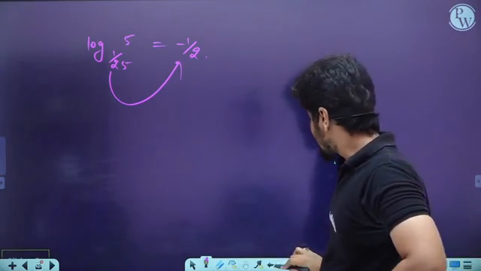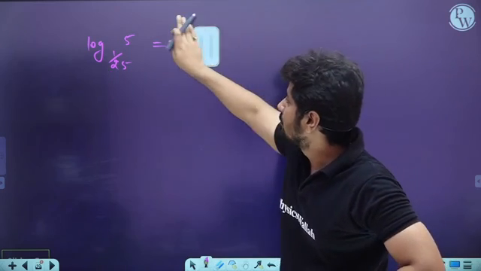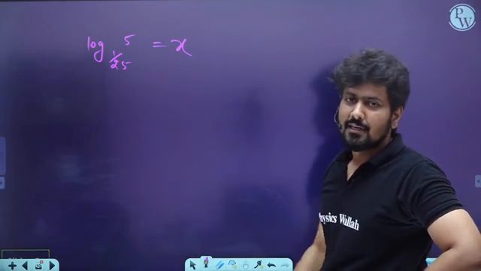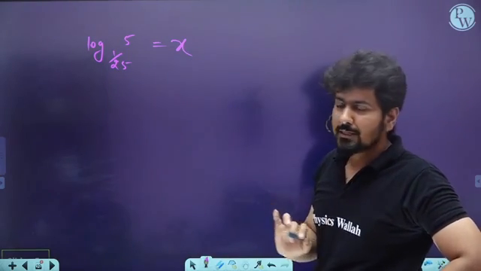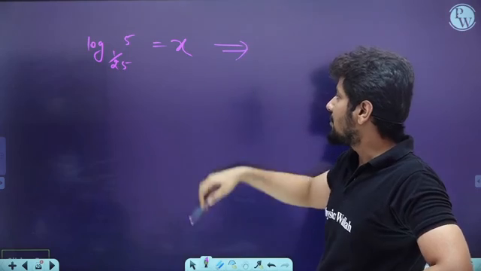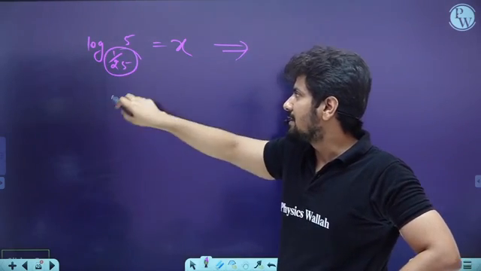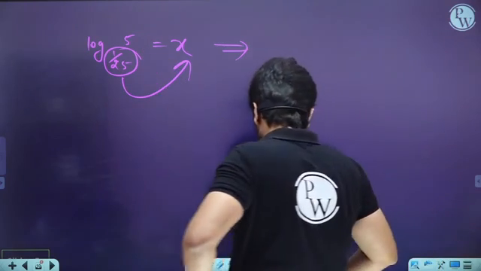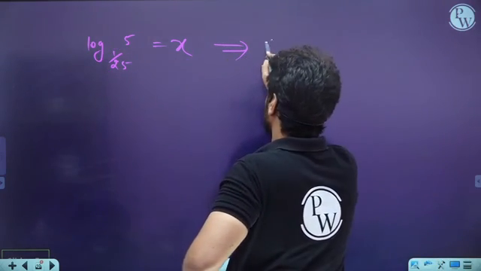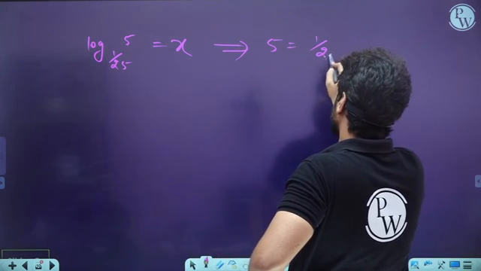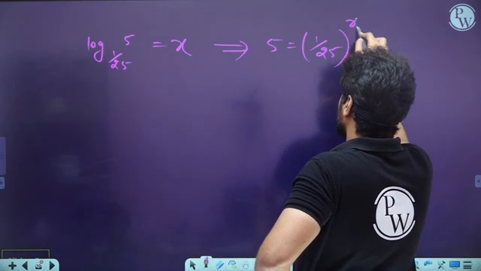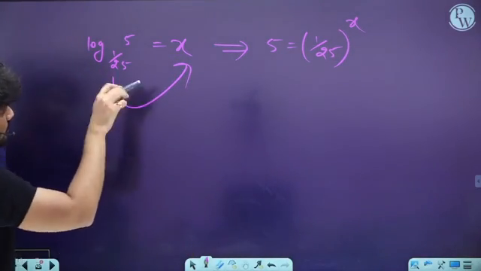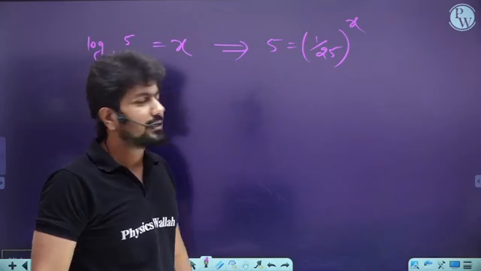If you are not able to directly find its value, not a problem at all. Just simply consider it equal to x. Then convert it into the exponential format. That this 1 by 25 in the base will go to the other side. So we have 5 on the left hand side now. So 5 is equal to 1 by 25 raised to the power x.